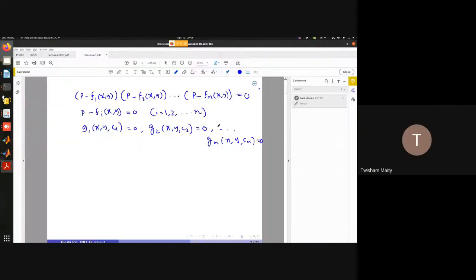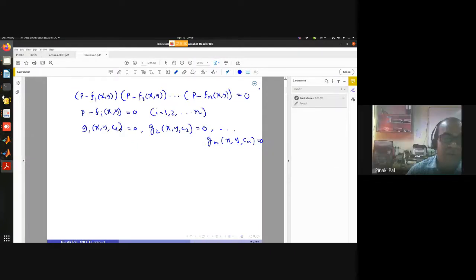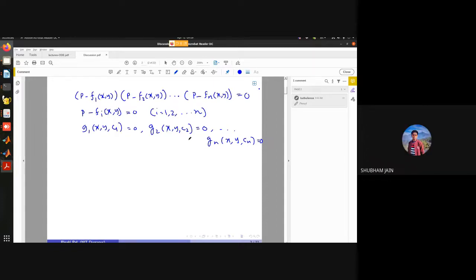Can you repeat again? For a first order ordinary differential equation, the general solution will involve only one arbitrary constant. There cannot be, say, C1, C2, and Cn, n number of arbitrary constants.